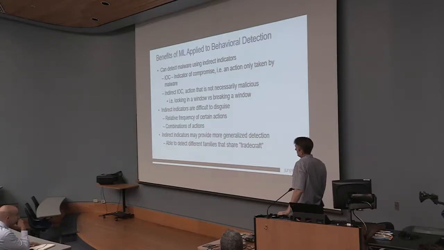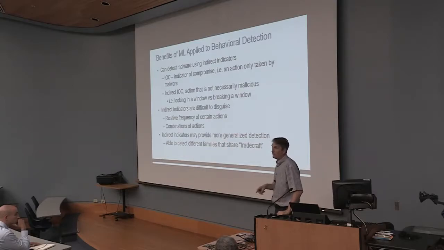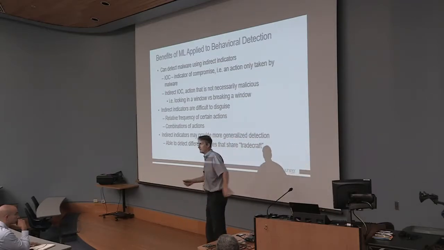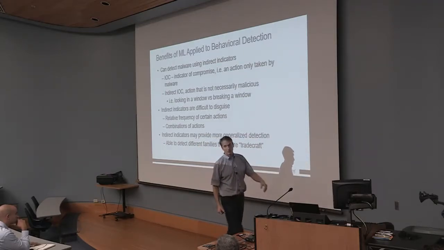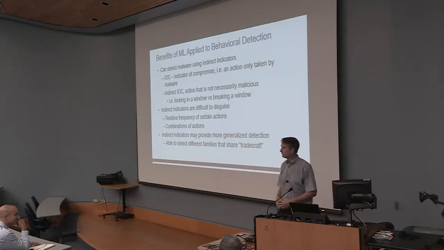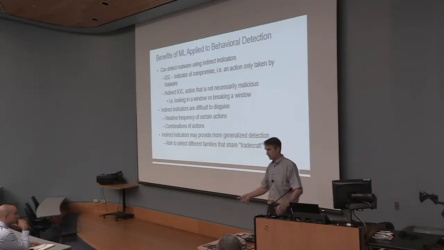Another great example of this is the difference between looking in a window and breaking the window. If you're trying to break into a car, breaking the window is a direct indicator. But a lot of times before someone's going to break into the car, they walk by the car and they look in the window. And then they might turn around and look in the window again. And then they'll look around. Machine learning would probably catch it based on that, as opposed to a real behavior signal.